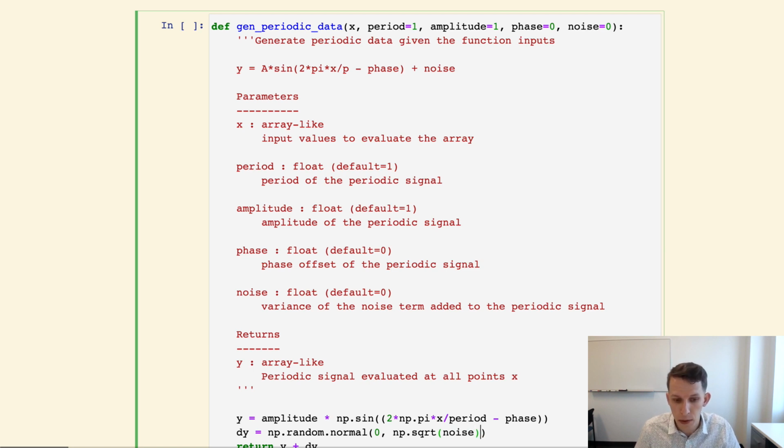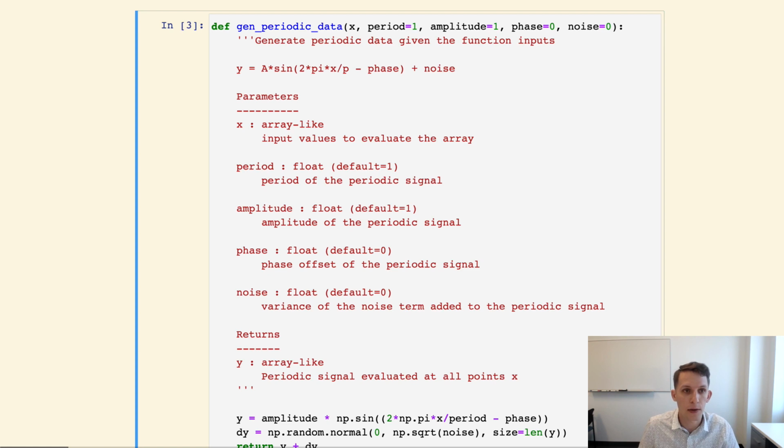And then the last thing to do is to set the size of this uncertainty array. We want it to be the same length as y. So we can say size equals len of y. So now we'll get random scatter on each of our input positions, and then we're going to return y plus dy.